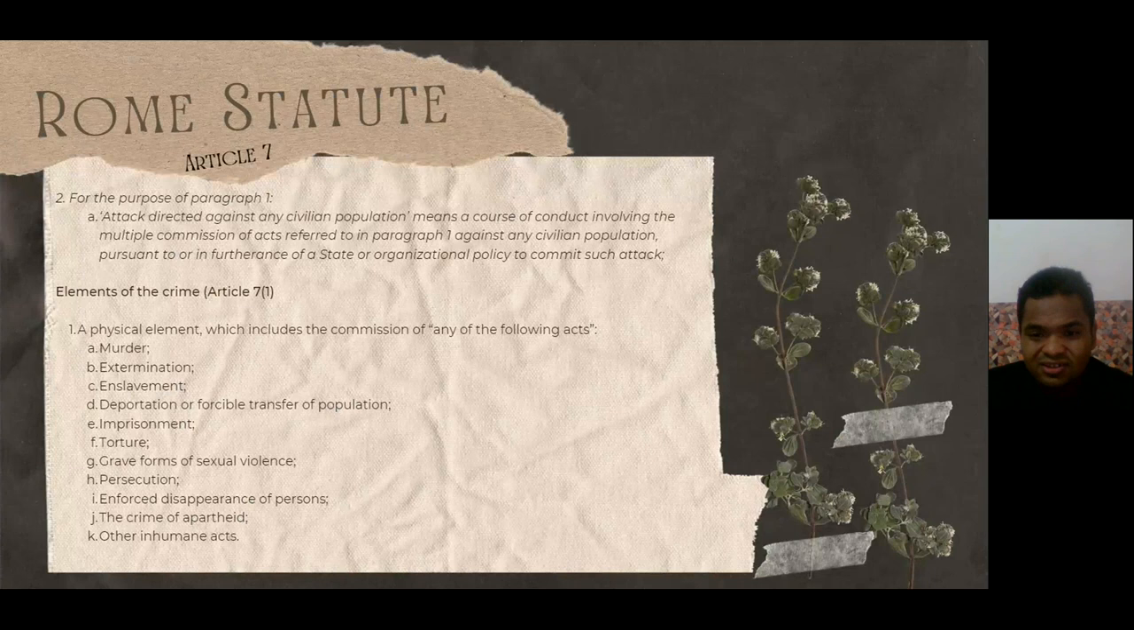The elements of the crime are under Article 7.1. The physical elements include the commission of any of the following acts: murder, extermination, enslavement, deportation or forcible transfer of population, imprisonment, torture, grave forms of sexual violence, persecution, enforced disappearance of persons, the crime of apartheid, and the last one is other inhumane acts.